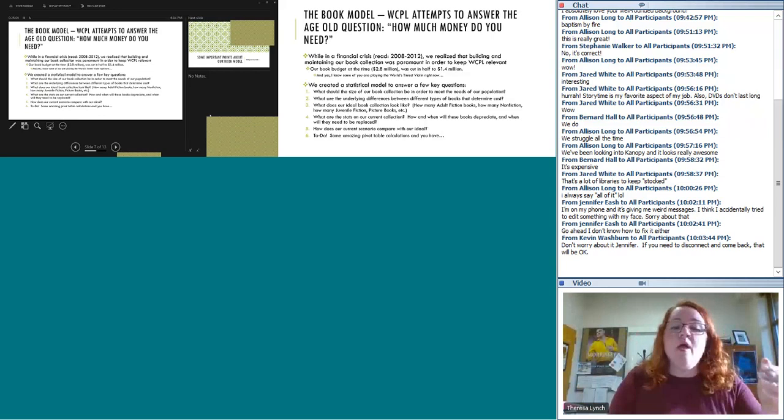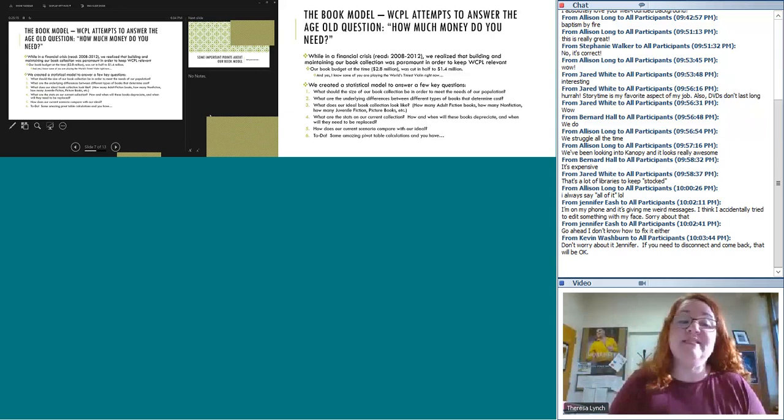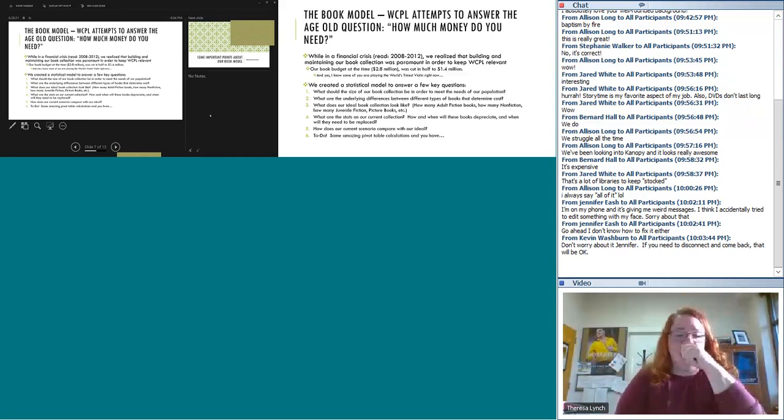We then had to basically decide, what do we want our ideal book collection to look like? For us, Wake County places a very high emphasis on children and children's services. We have half of our budget dedicated to children's books. Half of our collection is children's books. More than half of our circulation is for children's books.